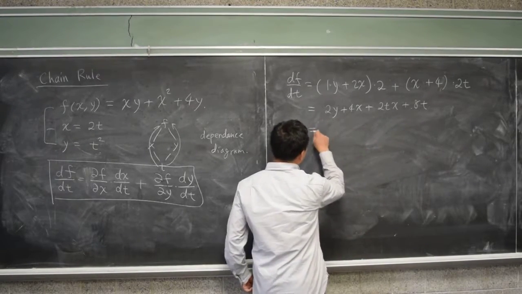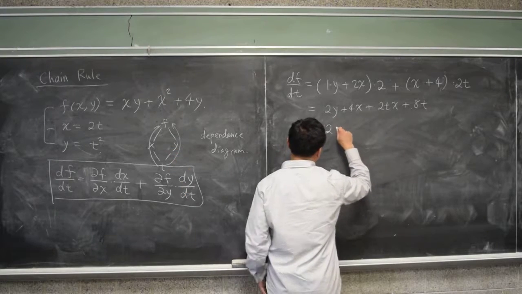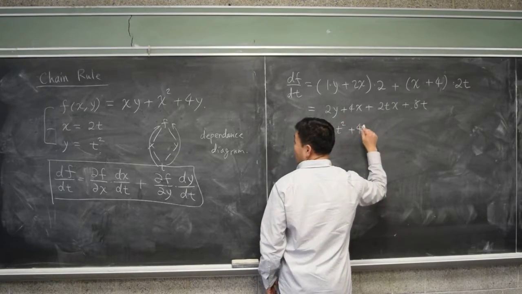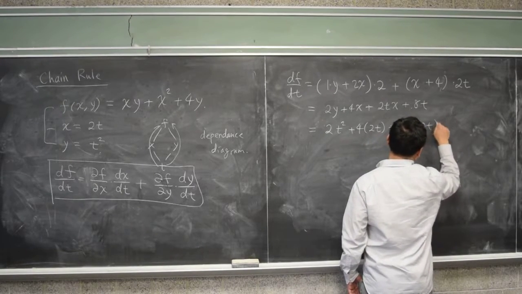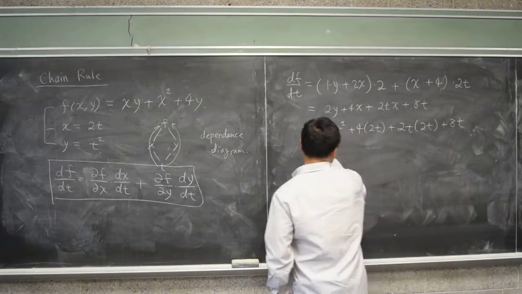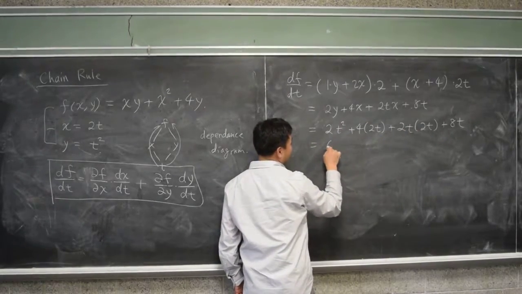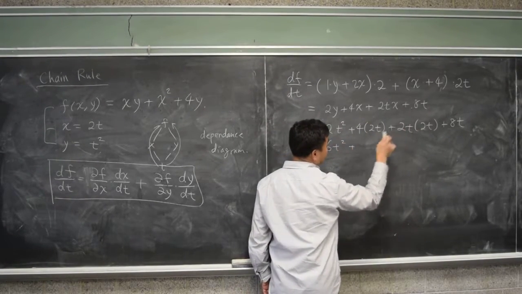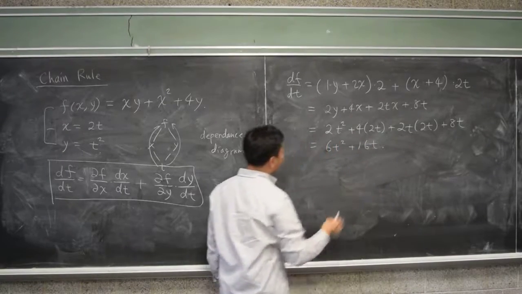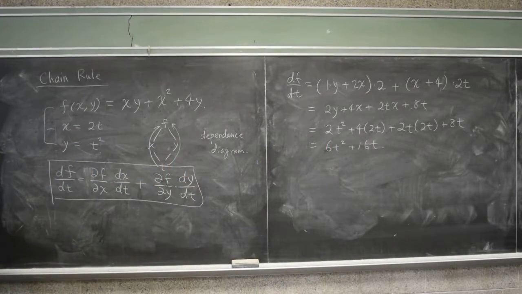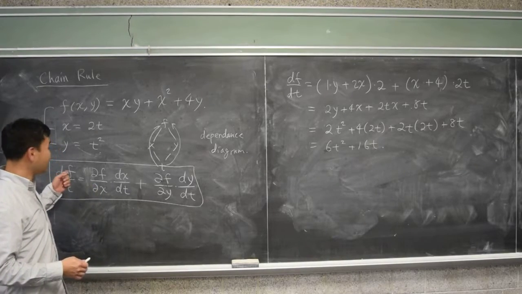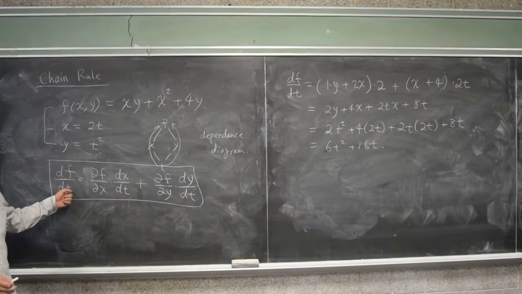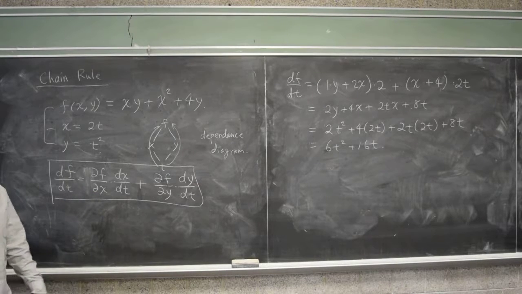Right? So y is t squared, so let me replace it. X is 2t plus x is 2t. So that's 4t squared, 2t squared is 6t squared. 8t, that's 16t. So that's what the chain rule claims. The chain rule claims that the answer to this question, how fast f is changing when you change the value of t, is 6t squared plus 16t.